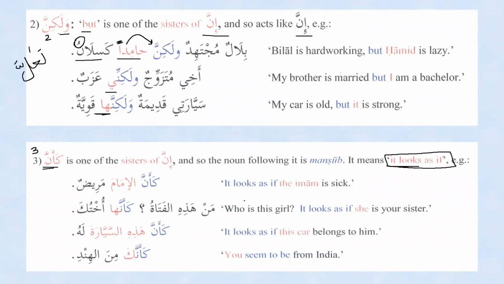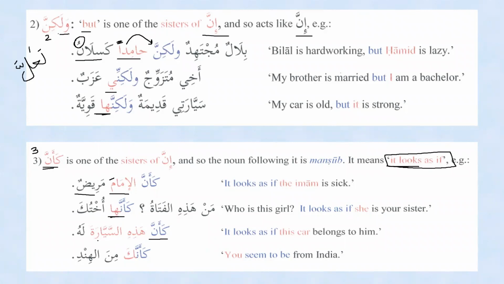Ka'anna al-imama maridun. It looks as if the imam is sick. So ka'anna and ismu ka'anna is mansub, and khabaru ka'anna is marfu'. Man hadhihi al-fatat? Ka'annaha ukhtuka. Who is this girl? It looks as if she is your sister. So again, with ka'anna, you can also use all the attached pronouns.